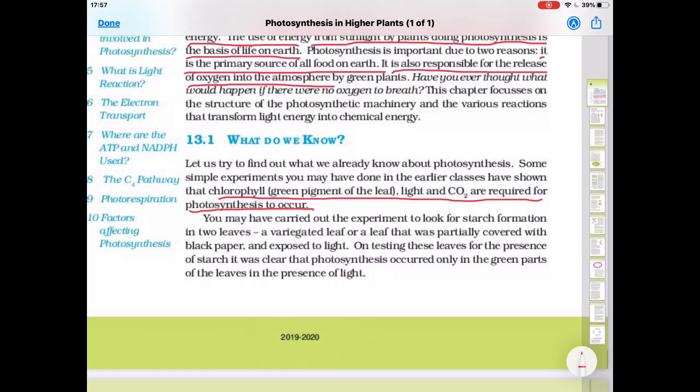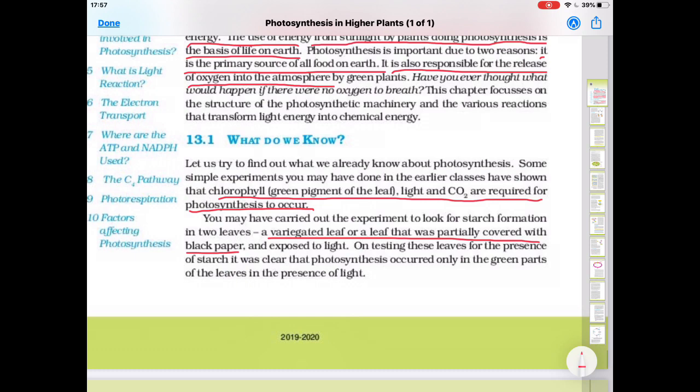First take two leaves, a variegated leaf or a leaf that was partially covered with black paper. Variegated leaf means a leaf in which green or yellow colors are present, or take a leaf and cover some part of the leaf with black paper, and then expose those leaves to the sunlight with the plant. On testing these leaves for starch, it was clear that photosynthesis occurred only in the green parts of the leaf in the presence of light.